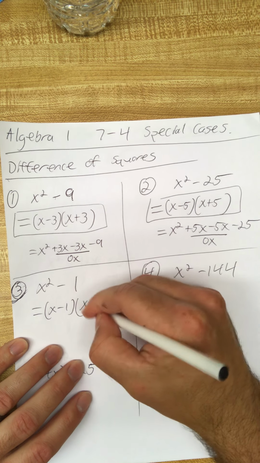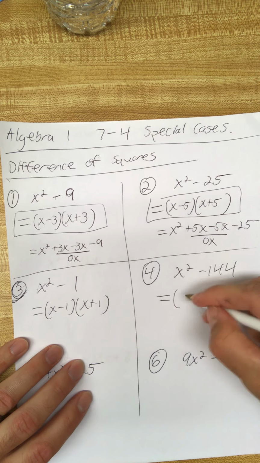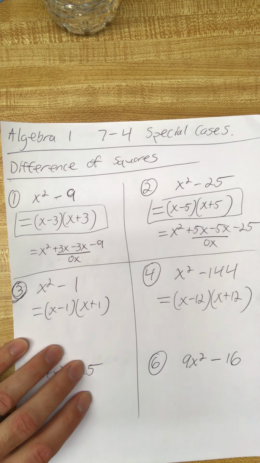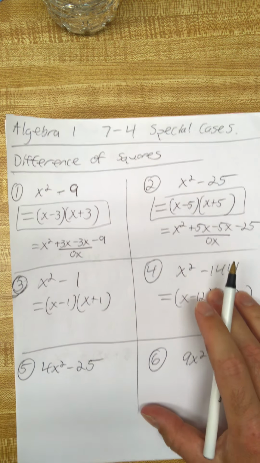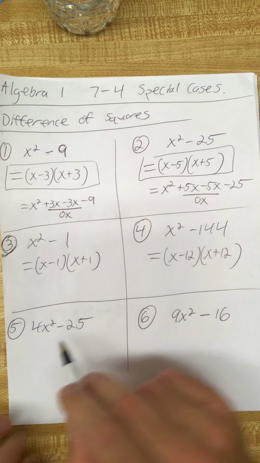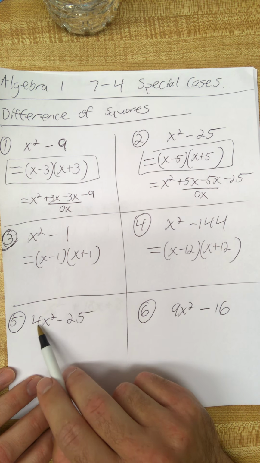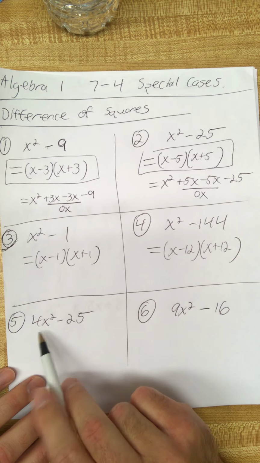Down here, x minus 1 times x plus 1. Again, if you want to check these out, go ahead. x minus 12 times x plus 12. The order doesn't matter, if you want to have x plus 12, x minus 12, that's fine. But we haven't done any of these where you have a coefficient on x squared other than 1. All the coefficients of x squared so far have been 1. But I want to do a couple with these difference of squares.